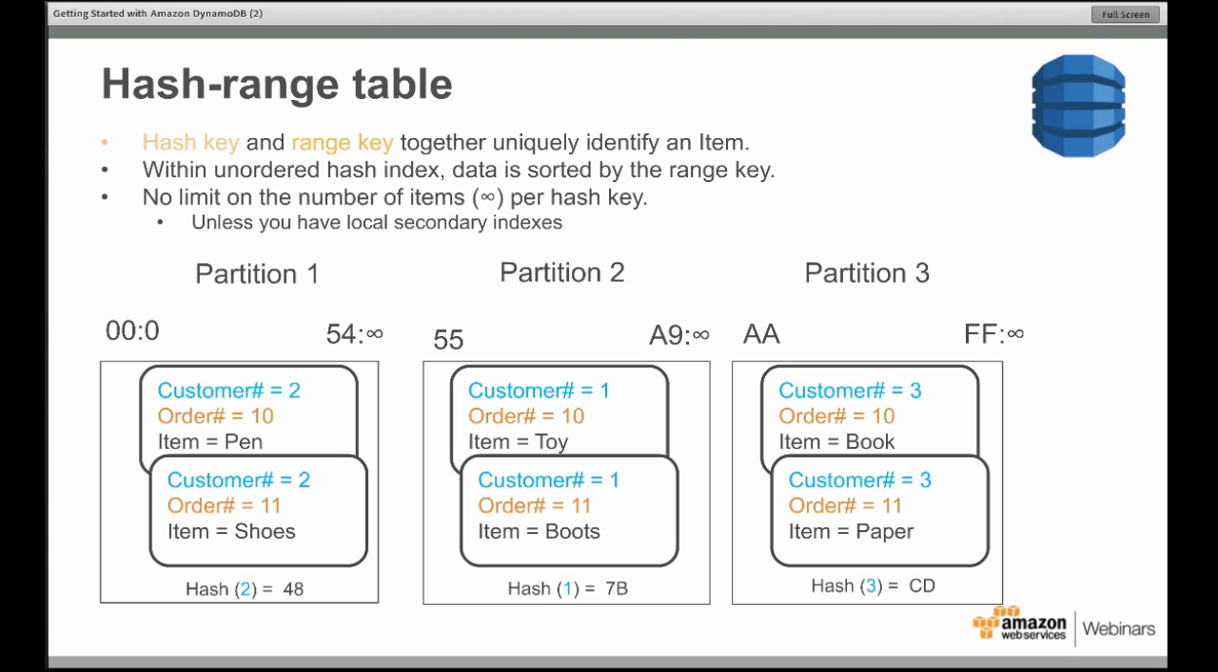So the range keys give you an ordering, and that's one of the reasons why you can do between and greater than or less than queries, because we know based on the order of the index where those items are.